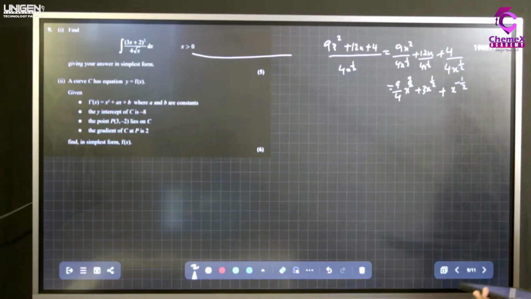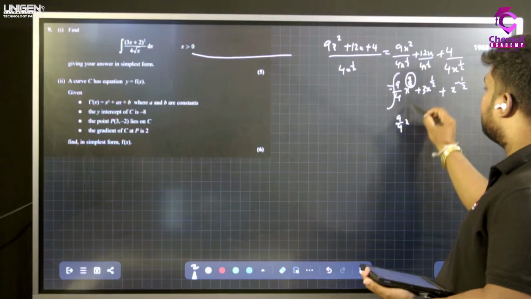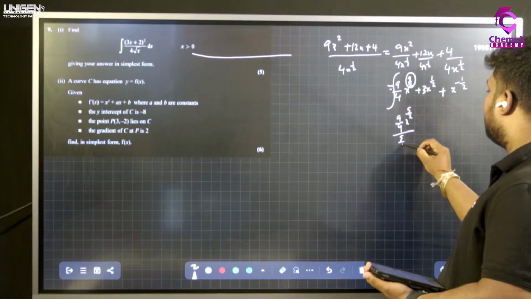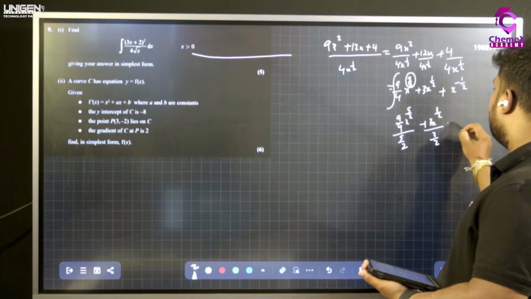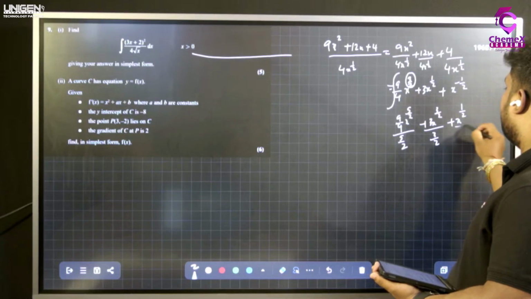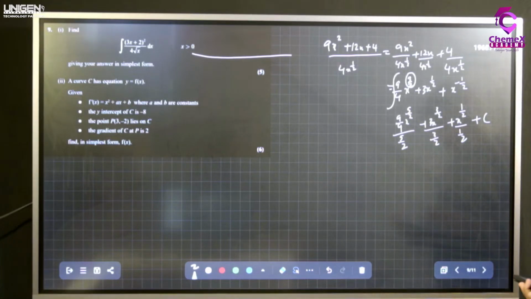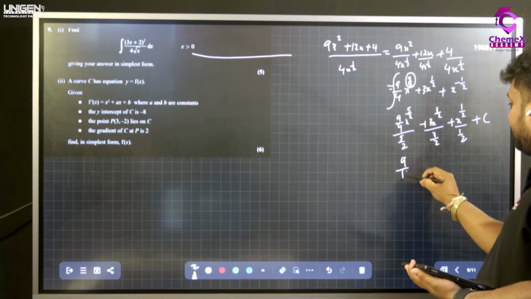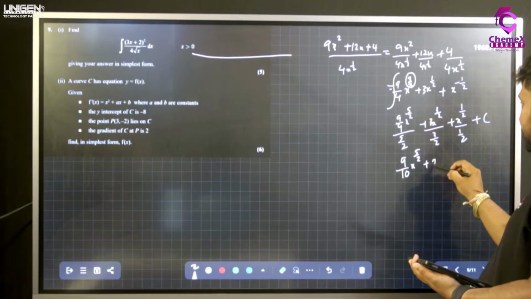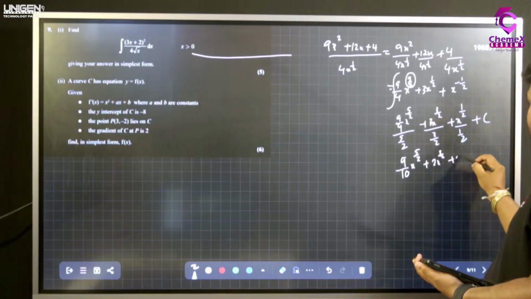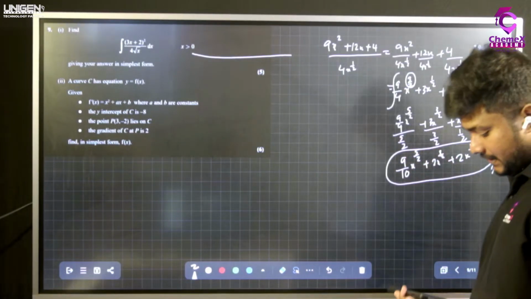Okay, then integrate: 9 over 4 x to the power 3 over 2 plus 1 is 5 over 2, divided by 5 over 2, plus 3x to the power half plus 1 is 3 over 2, divided by 3 over 2, plus x half divided by half, plus c. Don't forget the c when you integrate. So when you simplify this, you get 9 over 10 x to the power 5 over 2 plus 2x 3 over 2 plus 2x half plus c. Got it?